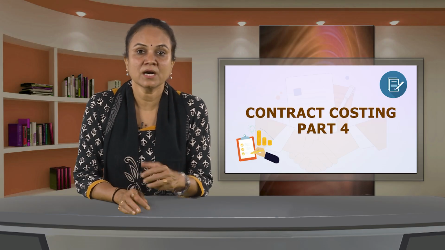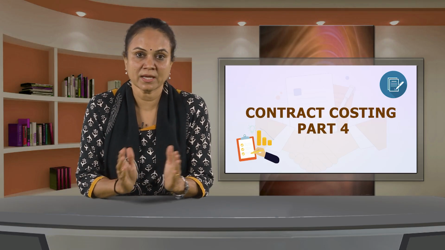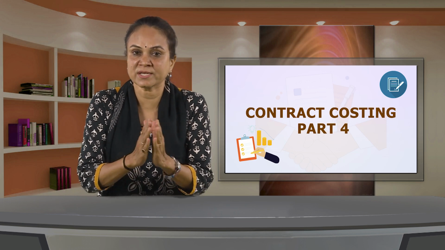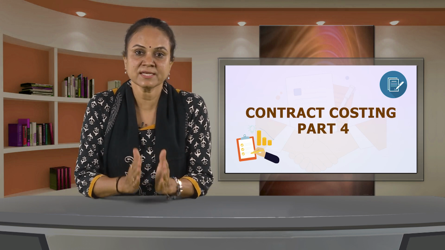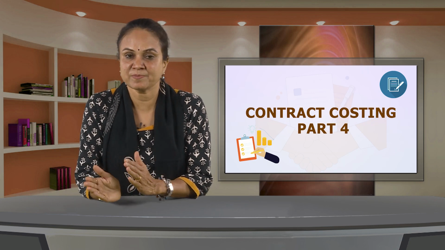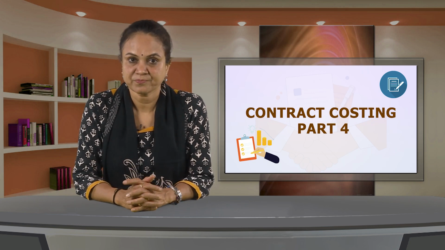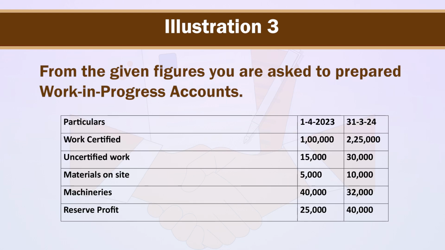Next, we will see another illustration where opening and closing balances of work in progress account are provided. This illustration explains precise explanation of work in progress. Illustration 3. From the given figures, you are asked to prepare work in progress account. Work certified given on 1st April is rupees 1 lakh and on 31st March 2,25,000. Work uncertified opening balance 15,000, closing balance 30,000.